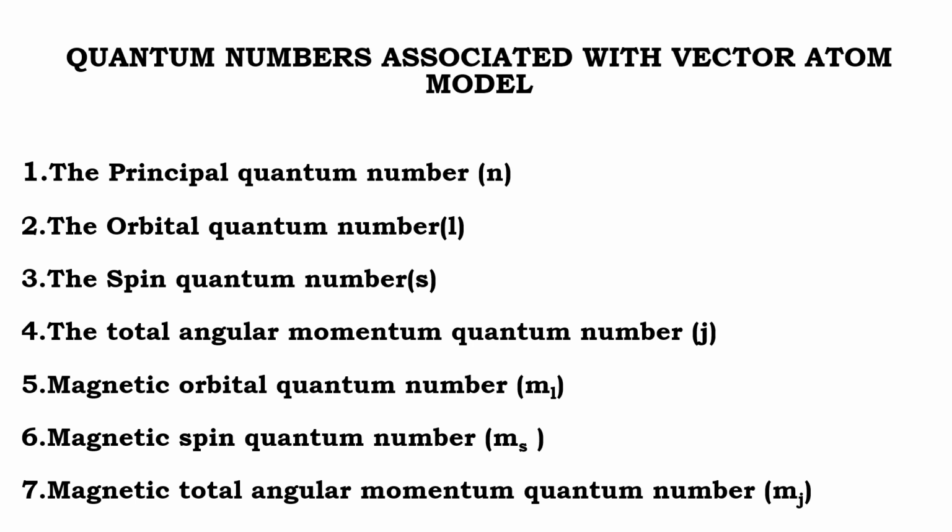The quantum numbers associated with the vector atom model are, first, the principal quantum number, then the orbital quantum number, the spin quantum number, the total angular momentum quantum number, the magnetic orbital quantum number, the magnetic spin quantum number, and the magnetic total angular momentum quantum number.